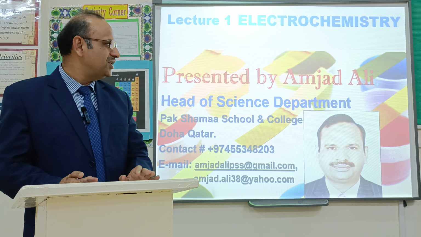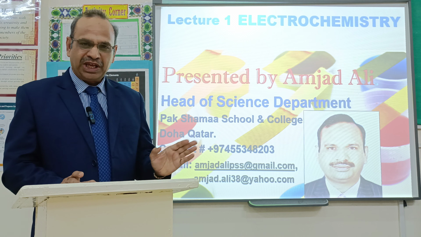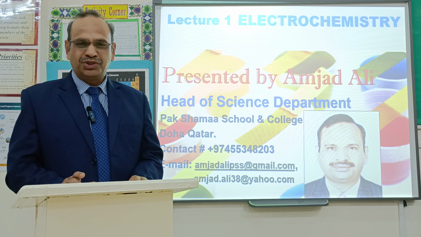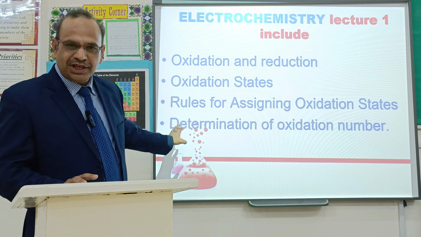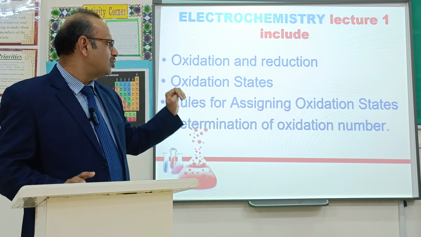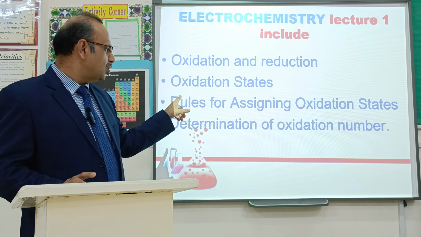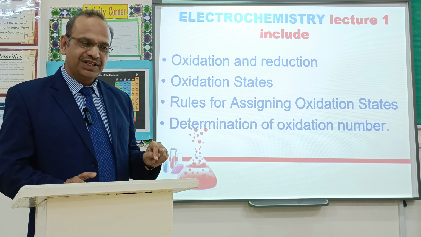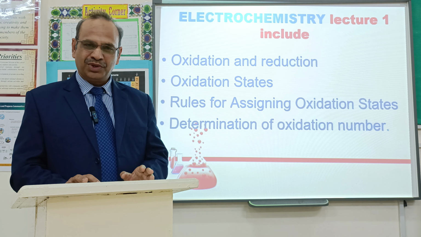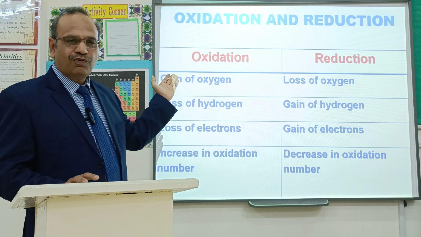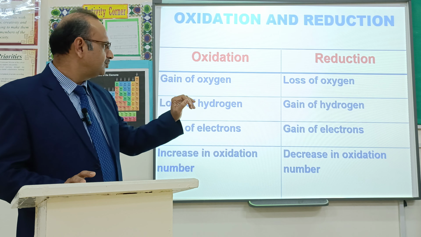Dear students, today I am going to give you the lecture about electrochemistry, chapter 7 in ninth grade chemistry. In today's lecture, we will discuss oxidation and reduction, oxidation states, rules for assigning oxidation states, and how we can determine the oxidation numbers. So let us start. First of all, what are oxidation and reduction?